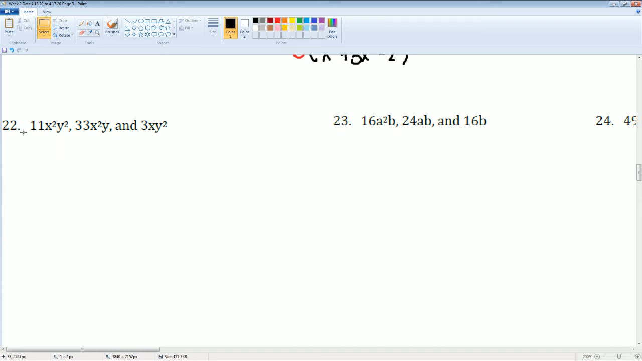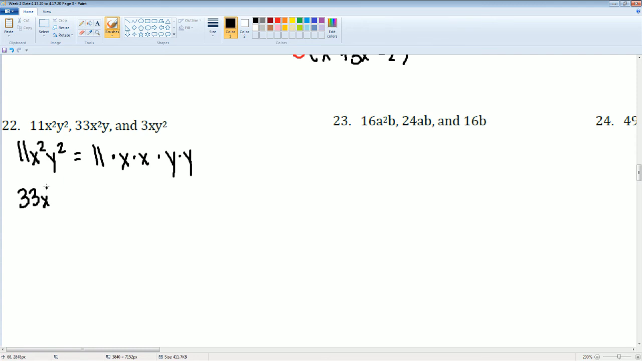Okay. Then you have an 11x squared, y squared. 11 is just a prime, so it's just itself, 11. How many x's do you have? x times x, there's 2 x's. How many y's do you have? Two of them. So it looks like that.